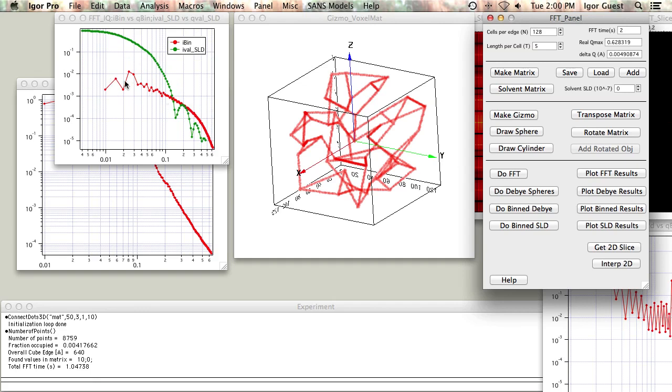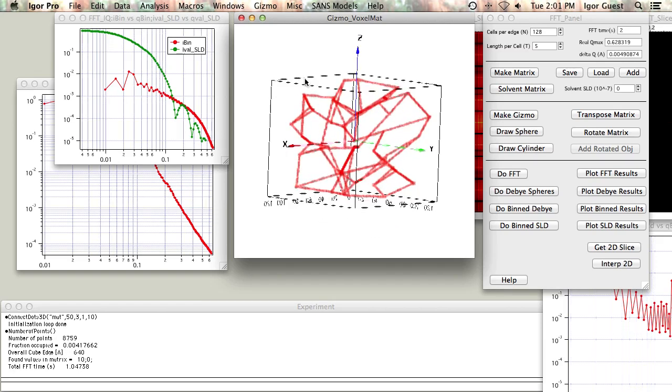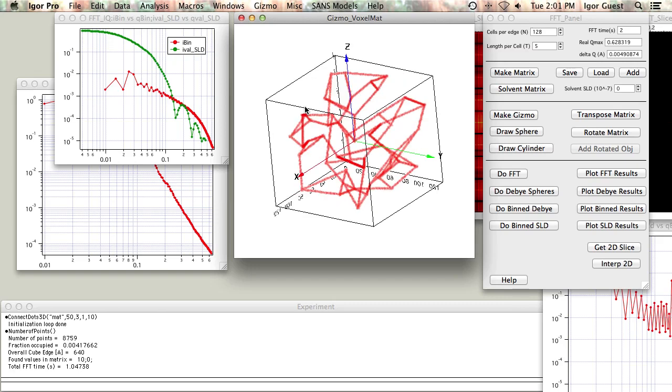But in this case, it's a very loose network, so it essentially just looks like a cylindrical form factor sort of structure. As this would become more concentrated and there would be more interconnections, the structure would change.